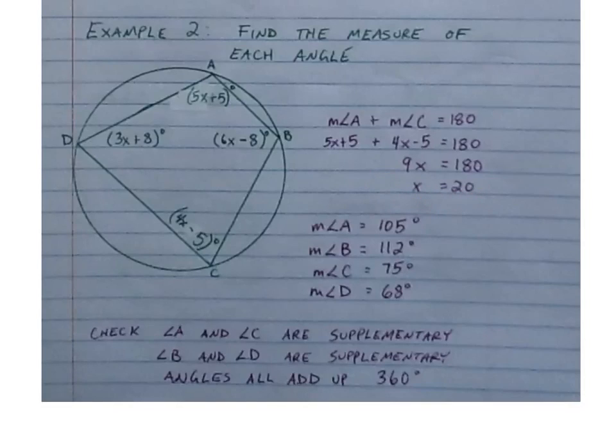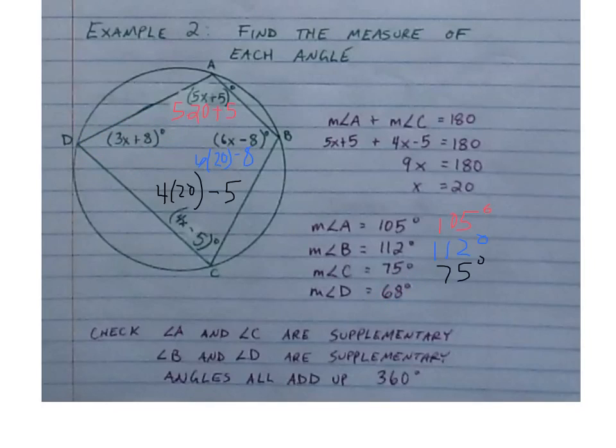Once we know x is 20, we can plug 20 in for each angle. 5 times 20 plus 5 is 105 degrees. 6 times 20 minus 8 is 120 minus 8, which is 112 degrees. 4 times 20 minus 5 is 80 minus 5, which is 75 degrees. And then we do the final one, and we find 3 times 20 plus 8 is 68.